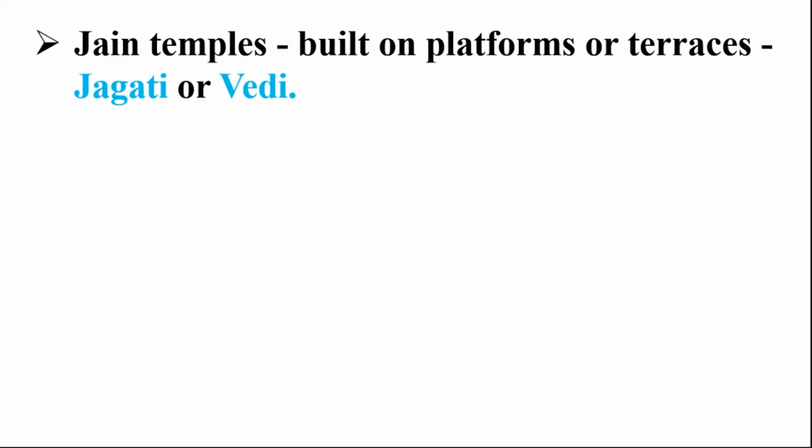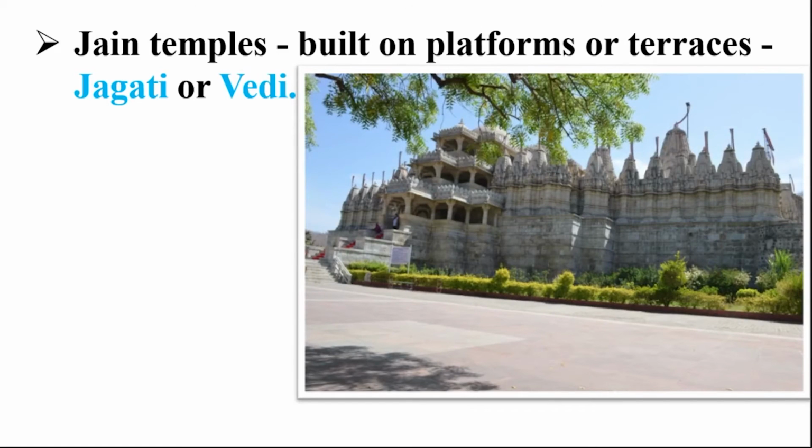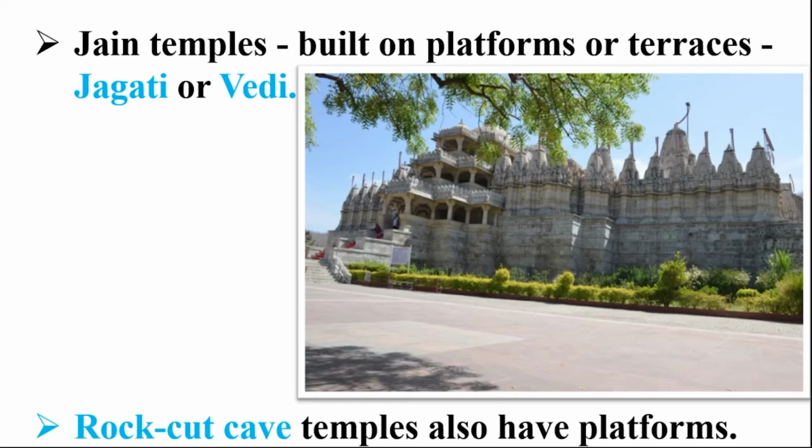These temples were mostly built on platforms or terraces, commonly referred to as Jagati or Vedi. See this image of a Jagati, which we have discussed so far. Even rock temples have a platform or Jagati. Jain temples are enclosed by a freestanding high compound wall called Prakara. See this Prakara.